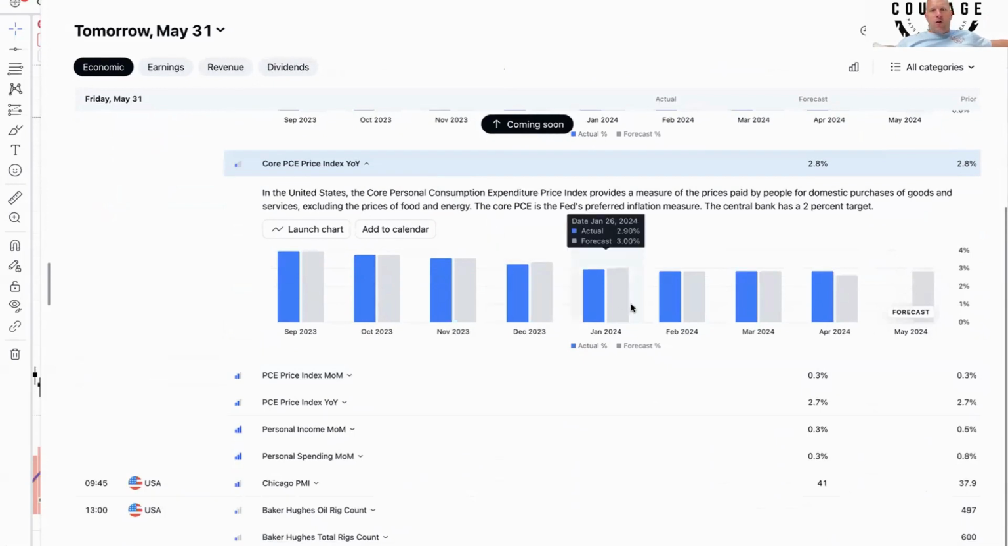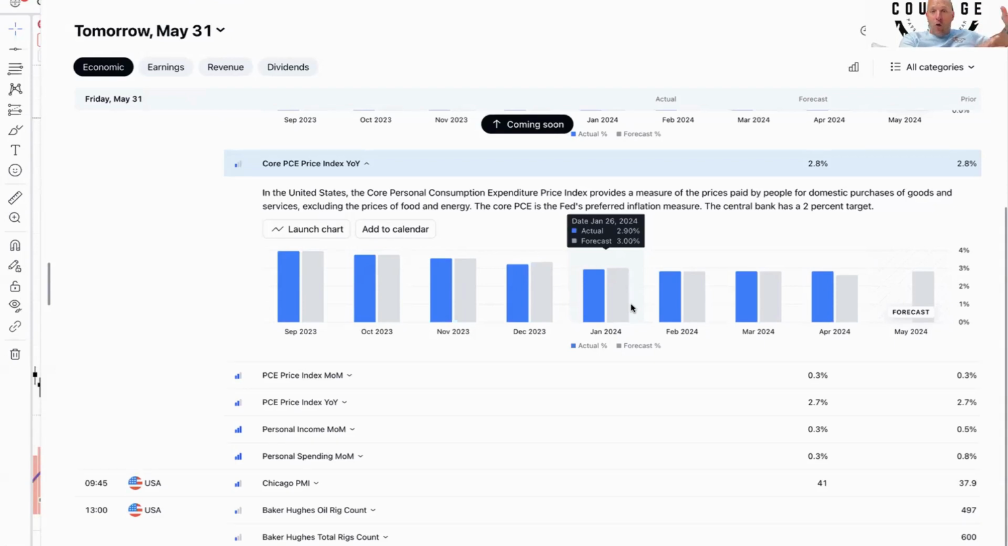Here's a little description. The core personal consumption expenditure price index provides a measure of the prices paid by people for domestic purchases of goods and services, excluding the prices of food and energy. The core PCE is the Fed's preferred inflation measure, and the central bank has a 2% target for inflation. We know that. The Fed is trying to get that inflation percentage down to 2%.